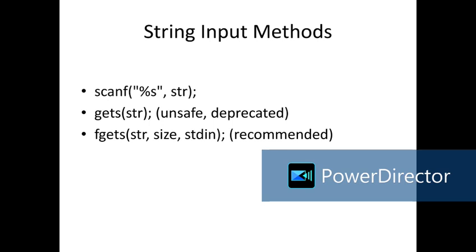Using gets is deprecated. At one point, gets was popular because it reads an entire line including spaces, but it's now considered dangerous and has been officially deprecated in the C11 standard. Why? Because gets does not allow you to set the maximum size.